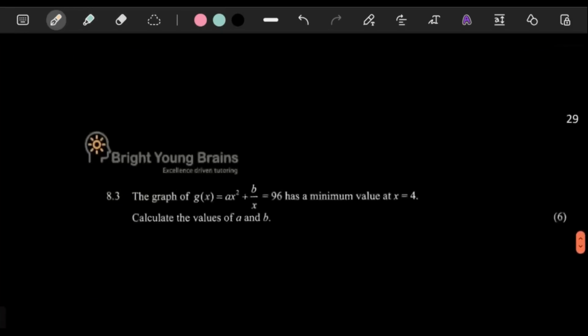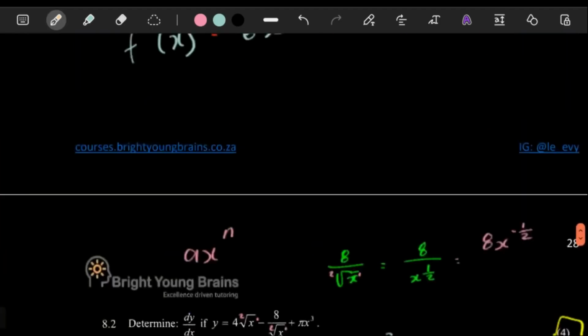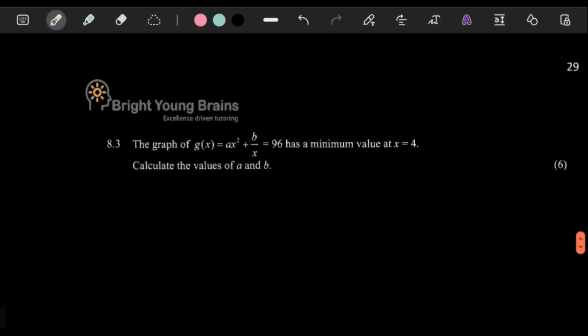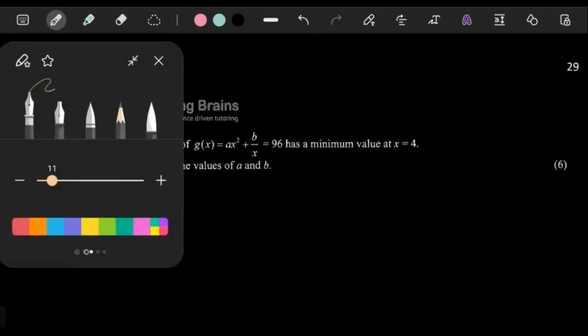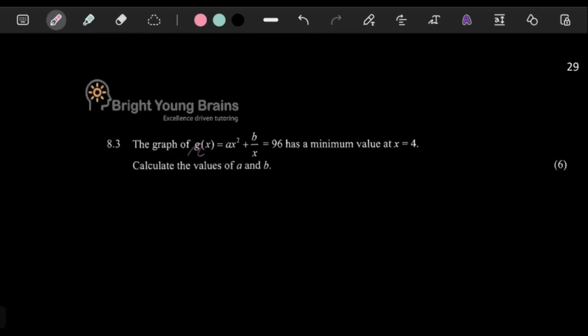The next one, it says the graph of G is equal to whatever it is equal to. Did I leave out anything? Is 8.2, so 8.3 is the next one. It says the graph of G is equal to this.